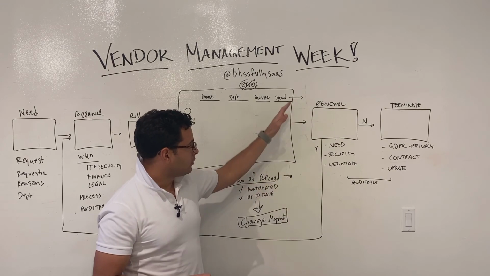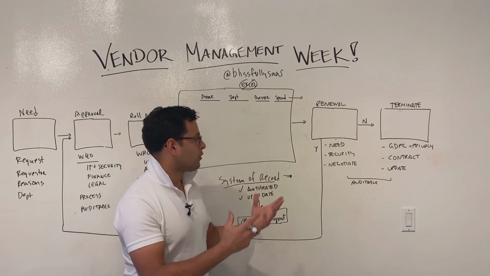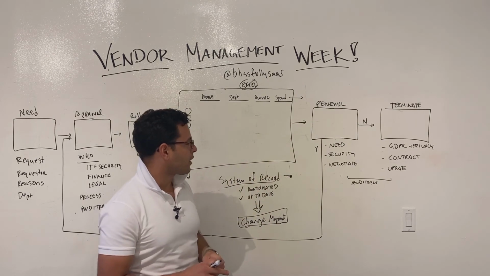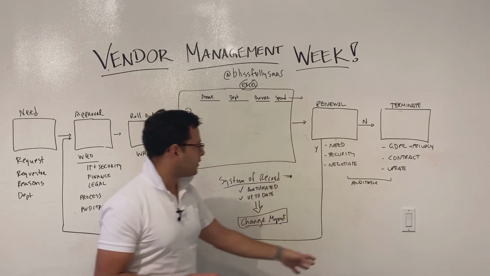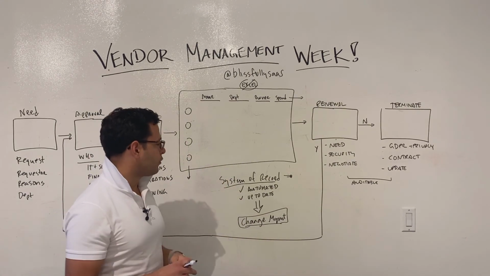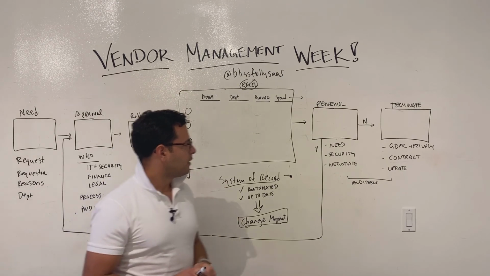Blissfully will help track, manage, and trigger when these renewal workflows should happen based on the information in the system of record. And obviously, as all this data is updated, it continues to update this core database of your vendors in that system of record.